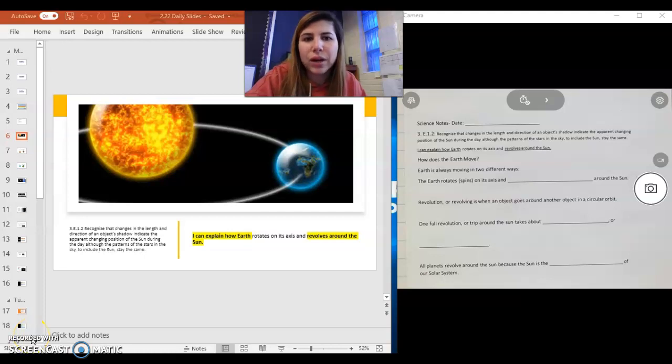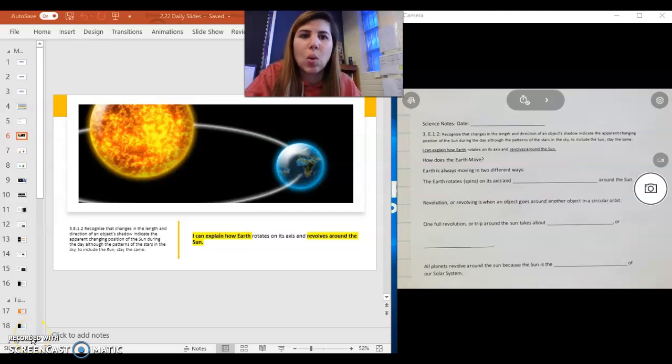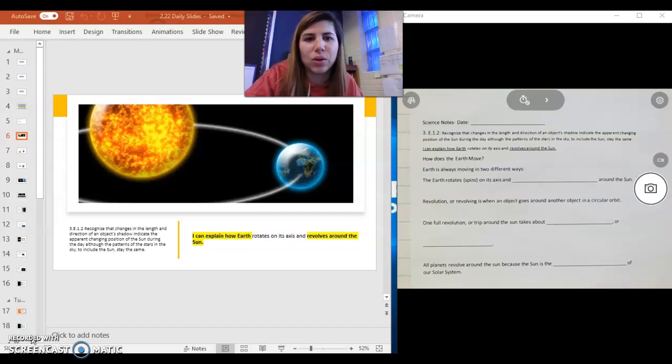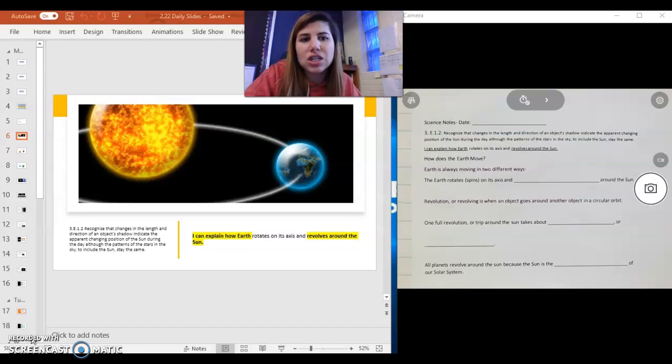Hey scholars, today we're going to be talking about revolution, which is the movement that the Earth does as it's orbiting the Sun. Last time we talked about the first way that Earth moves, and that's through rotation. Remember, rotation was keeping in mind that there is an axis, or an imaginary line, that goes through the center of the Earth. Rotation is when the Earth is spinning on its axis. I told you to picture somebody doing a basketball trick where they're spinning the basketball on top of their finger. That is how the Earth spins on its axis.